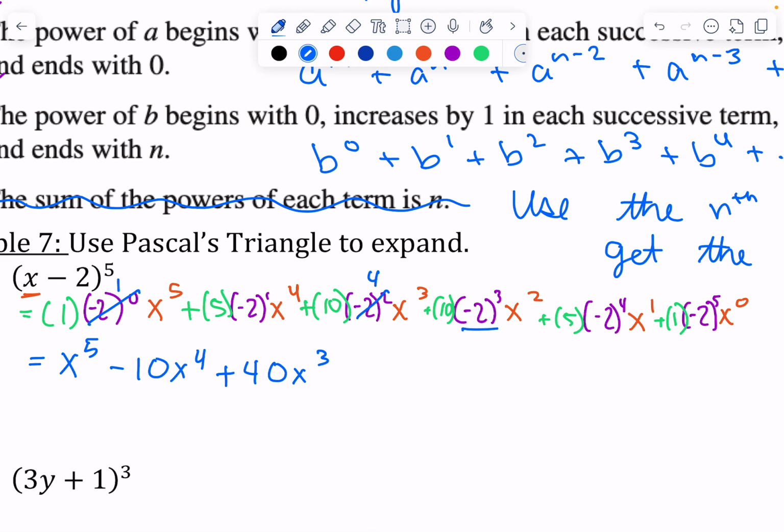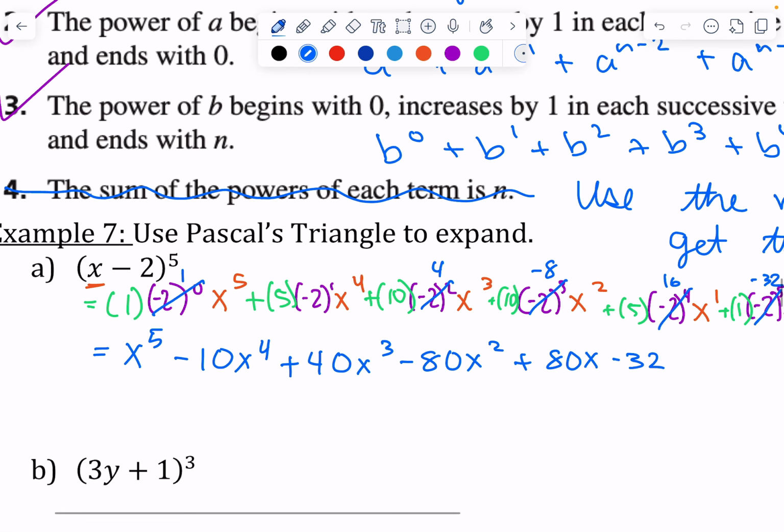Okay, -2 to the 3rd is going to be -8. -8 times +10, -80, x squared. -2 to the power of 4 is +16. 16 times 5 is 80. And then -2 to the 5th is -32. -32 times 1 is just -32. And x to the 0 is just 1, so that is my final answer.